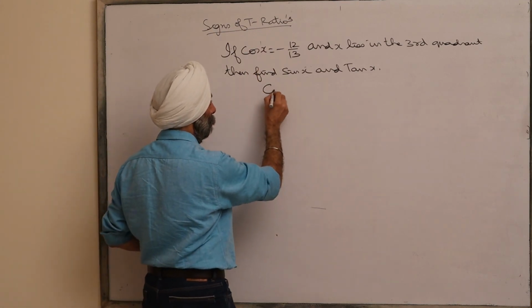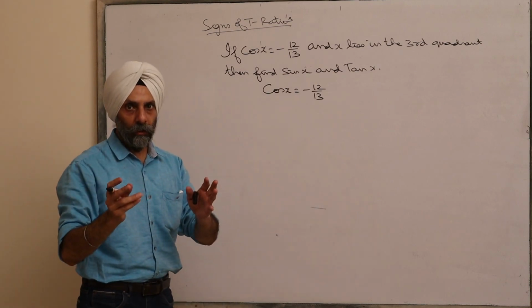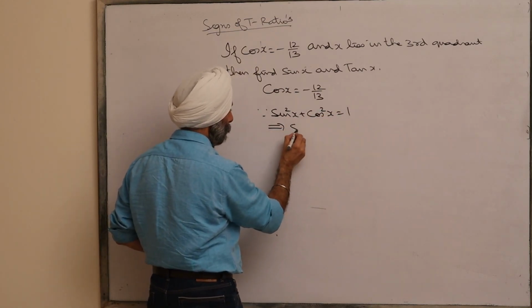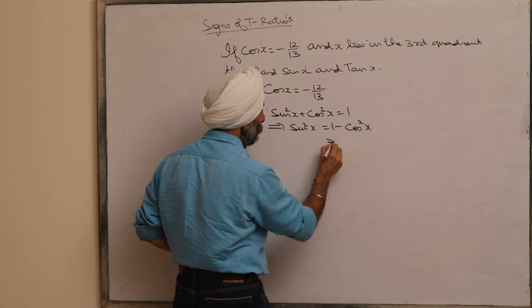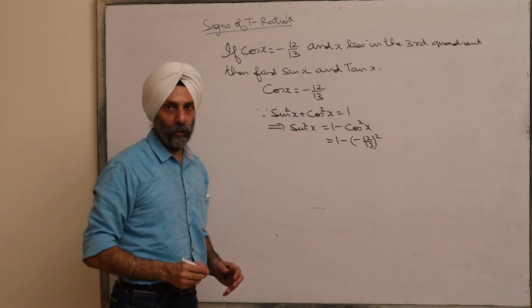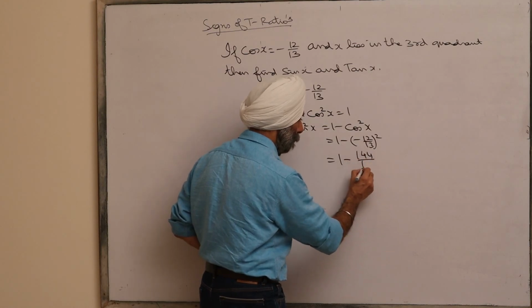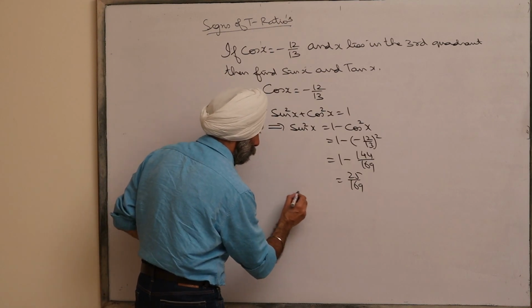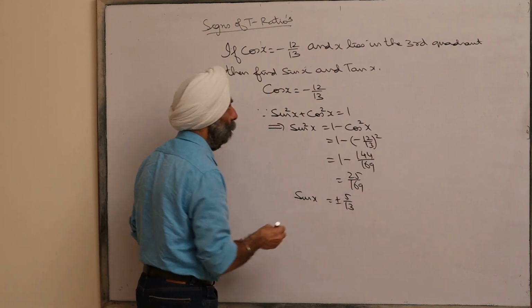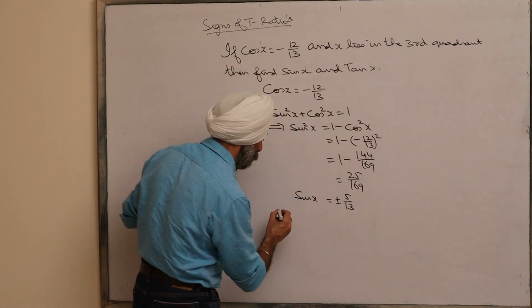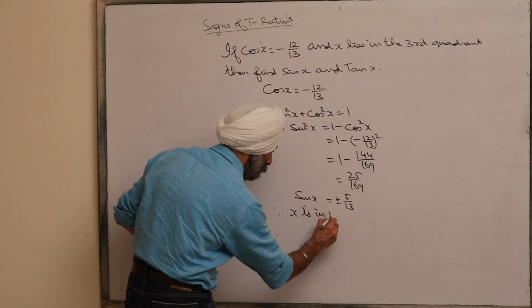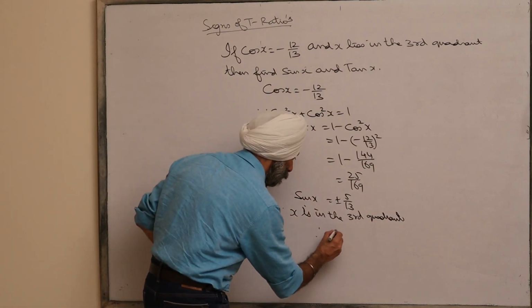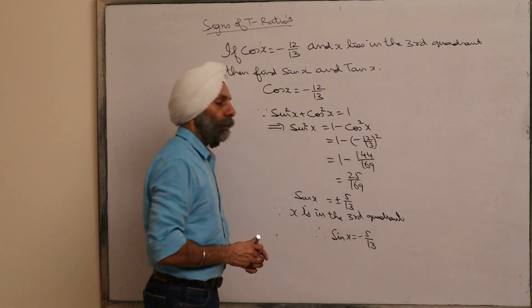Now what is given to us is that cos x is equal to minus 12 by 13. The identity using cos is sin square x plus cos square x is equal to 1. So this implies that sin square x is equal to 1 minus cos square x, which is 1 minus 12 by 13 whole square. If you simplify this, it comes out to be 1 minus 144 over 169, which is 25 by 169. Now taking square root on both sides, sin x can be plus minus 5 by 13, but x lies in the third quadrant, where sine of the angle is always negative, so therefore sin x is equal to minus 5 by 13.